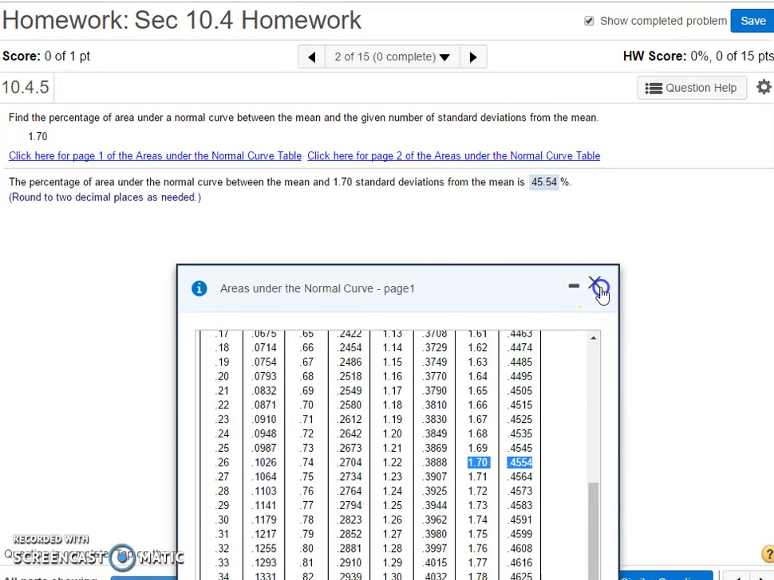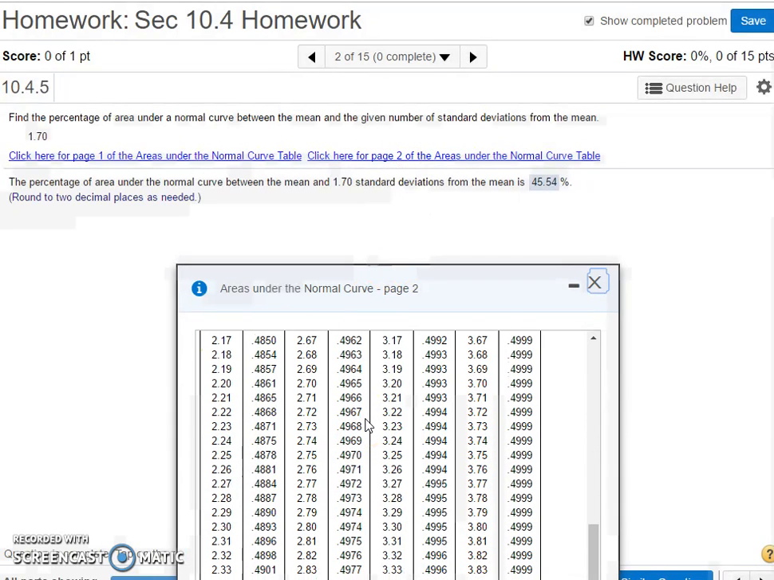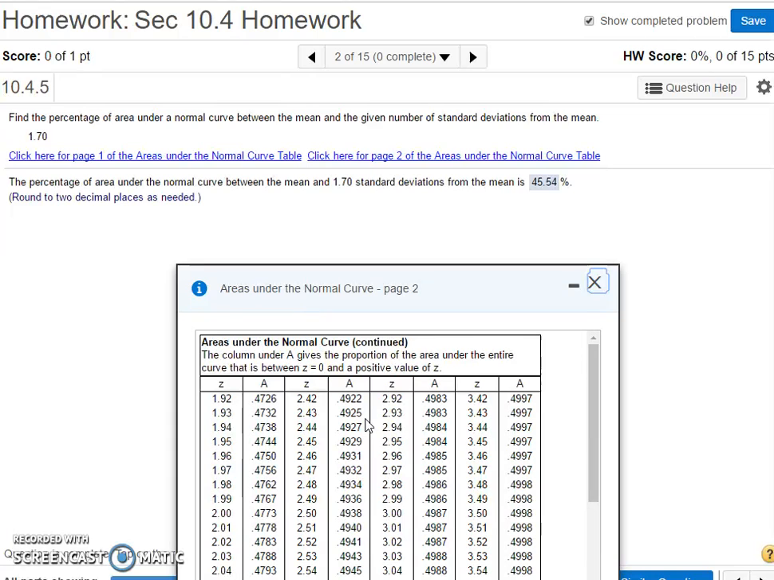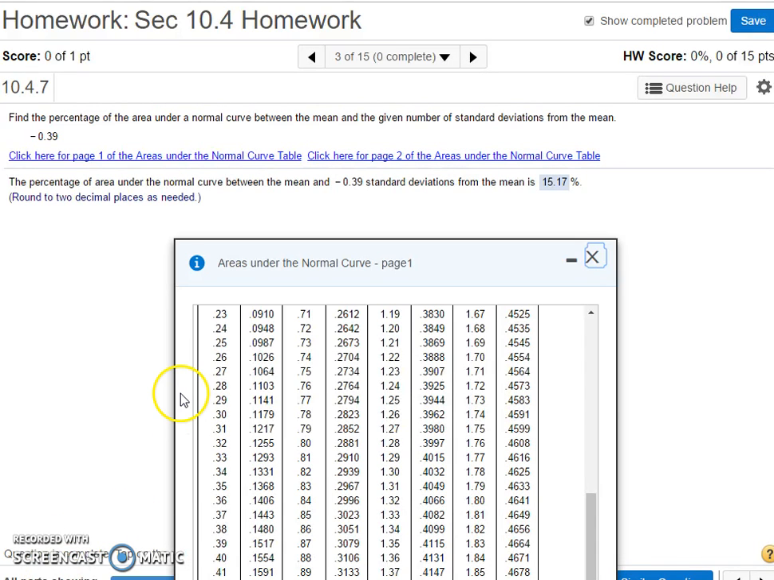45.54%. The other thing I want to show you is the other page here is going to be the higher values here. And so if you had a negative value, it's a symmetric curve, so it's going to be exactly the same. So you sometimes will need both tables. So here, since it is a normal distribution, it's symmetric, when they look for negative 0.39, I need to come here to the 3.9, 15.17%. 0.1517, decimal goes 2 to the right, 15.17%.